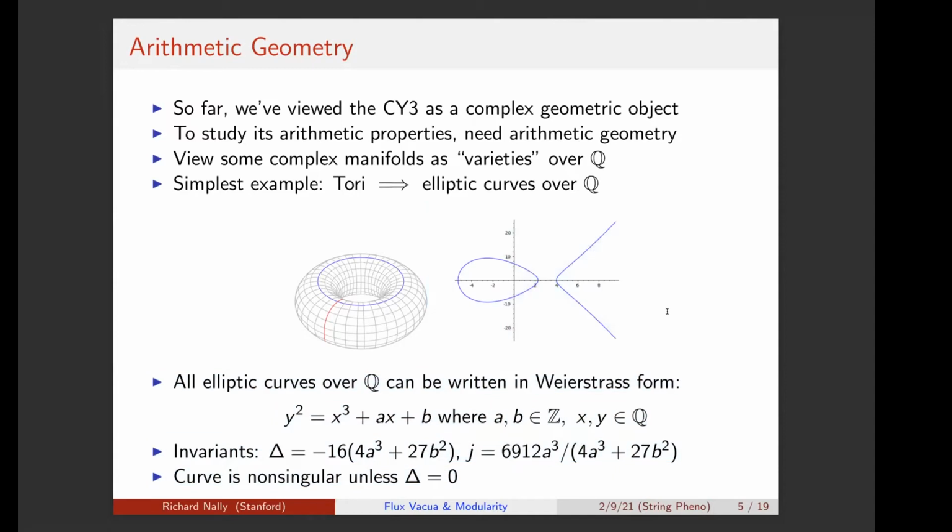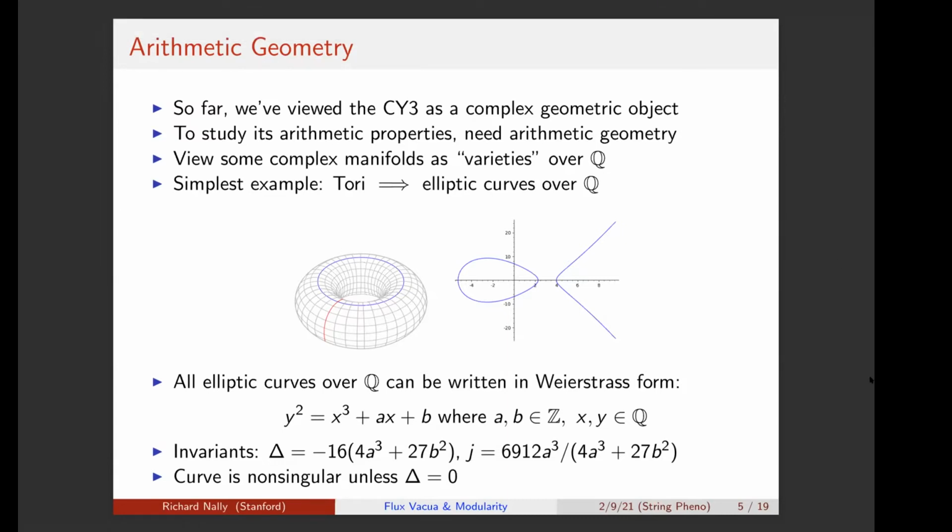And so all that happens when you view something as defined over Q is you take its defining equation and you restrict all of the variables in that defining equation to only ever take values in the rationals. So for an elliptic curve in P(1,2,3), we can write it in Weierstrass form: y squared is equal to x cubed plus ax plus b. And if we're viewing it over Q, we take a and b to be integers, and we restrict x and y to only take rational values. And from this Weierstrass form, you can write down two invariants, the discriminant delta and the j invariant. And we have a smooth curve unless delta equals 0.